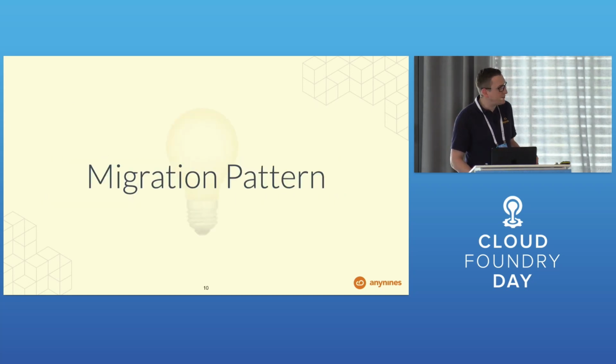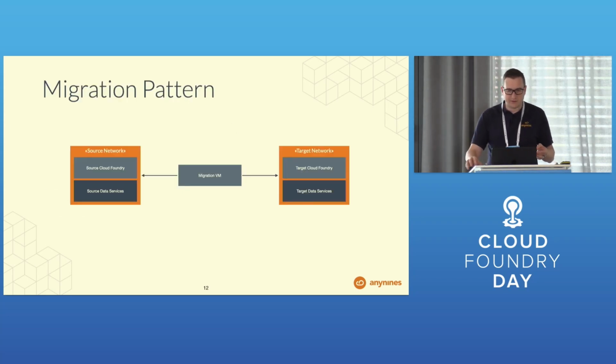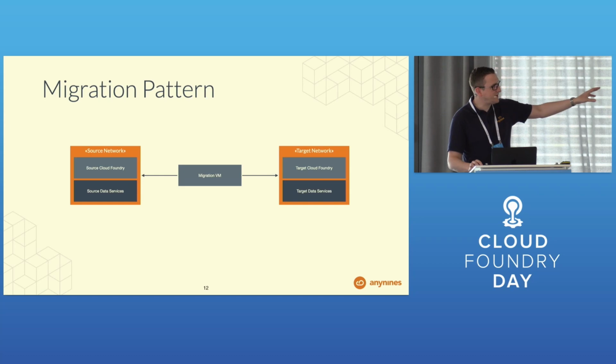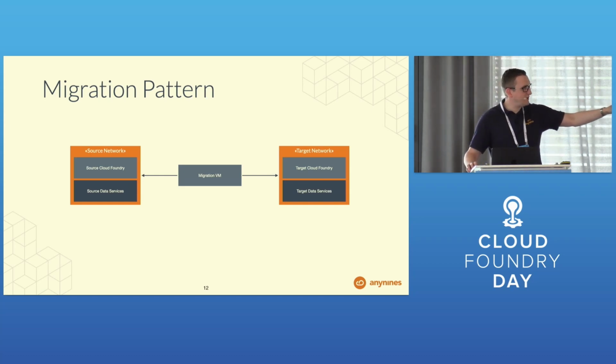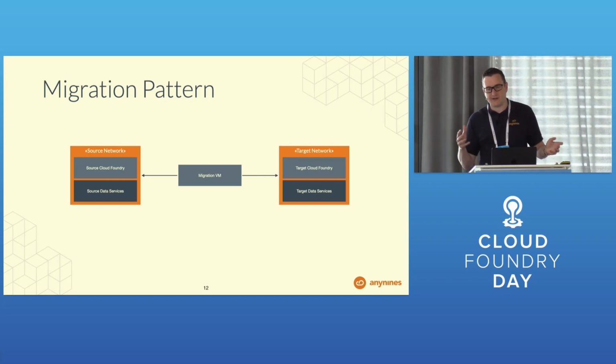So in general, there's a pattern on how to do such a migration, and that pattern is pretty simple and straightforward. You have a source Cloud Foundry, you have a target Cloud Foundry, and you need to somehow interconnect the two, so your migration logic sits in between and needs access to both of the networks, which sometimes is very easy to accomplish and sometimes rather hard. But this is the assumption of the migration pattern.